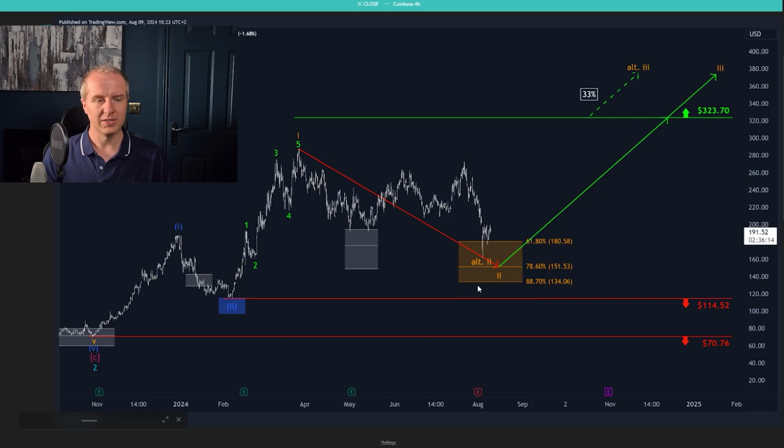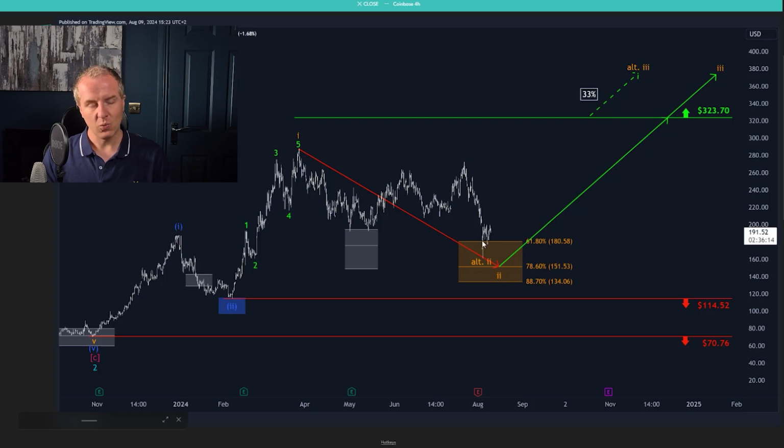Below the support region, there's an area we could call no man's land, where we have a bit of wiggle room, but below that, the $114.52 level is the invalidation point. So that's an absolute key level. And if the market can really turn around here, then the $323.70 level is the next key resistance above. So what is important now is that something happens here and we'd like to see a reversal to the upside.